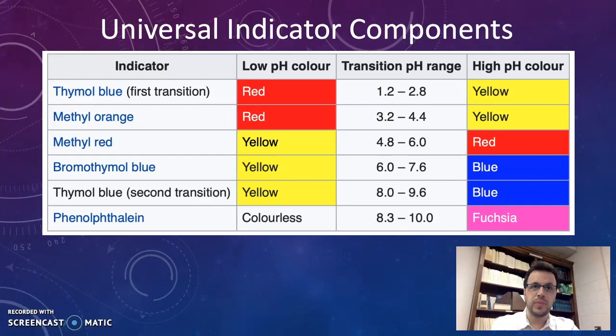As I said, the components of universal indicator are various. You have thymol blue, which goes through this low pH range from 1.2 to 2.8, and I'm not going to go through every single constituent here, but what you start to see is that we start out very red in the extreme acidity. Below 3 is going to be red. Then we transition through, and you get a blend of these colors as you go.